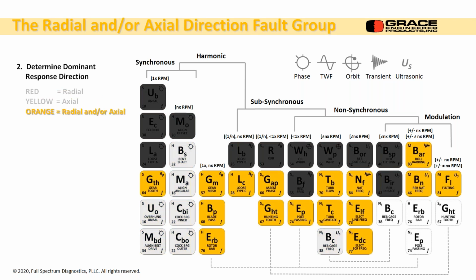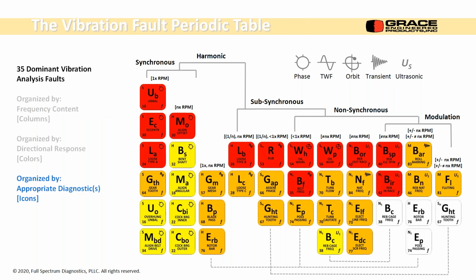If you have a radial or axial response, it'll be an orange fault on the block, and these are usually by design. A good example is a gearbox and the gear design. If it's a spur gear, it's more radial. If it's herringbone, there'll be an axial component. So the overall vibration could be either one of those. And lastly, we have the diagnostics: the phase, time waveform, orbits, transients, and ultrasonics.